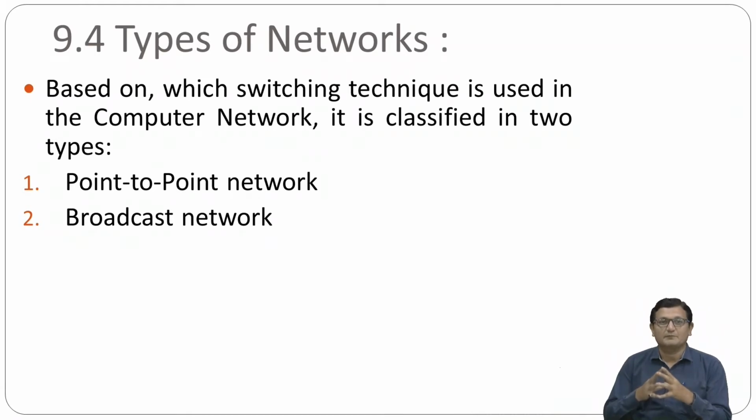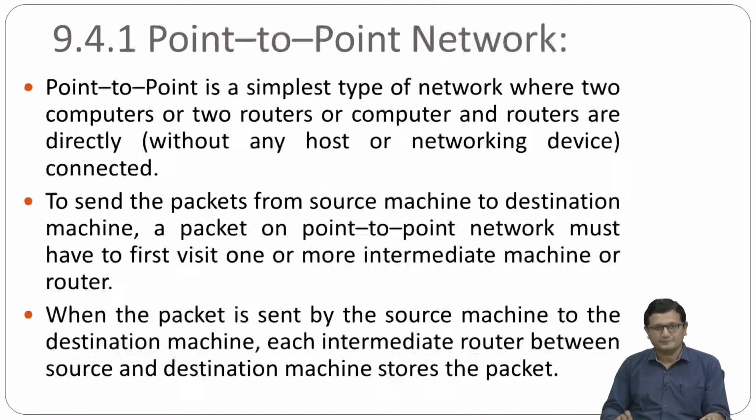Here we are classifying the network by using a switching technique. What type of switching technique is used in the network? Based on it, we can divide our computer network into two types. One is called a point to point network, second is called a broadcast network, right? So, we will see what actually the point to point network is and what is a broadcast network.